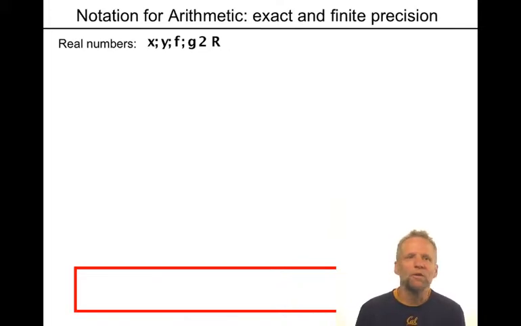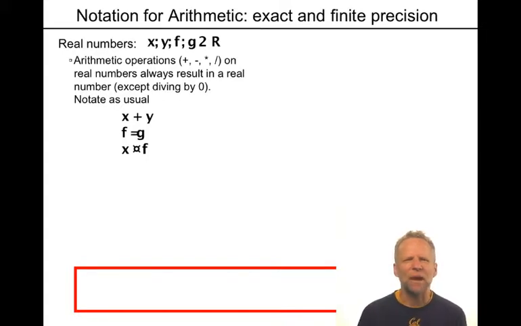arithmetic. Let's think about real numbers, not representable numbers, but real numbers. I've just chosen some letters and a font, x, y, f, and g, and those are all elements of the reals. Arithmetic operations on real numbers always result in a real number. The only arithmetic operation that you can't do is dividing by zero. So let's notate these just as usual: x plus y, f divided by g, and then finally x times f. All familiar things that we're completely and 100% comfortable with and have been for years.